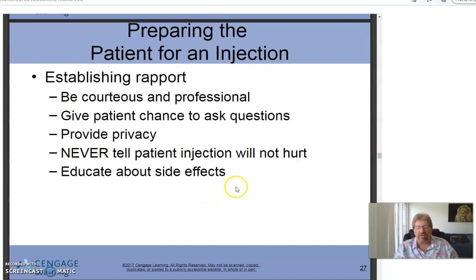Educate about side effects. Now, I always say this, guys. Modern hypodermic syringes are very thin and very sharp and they're only used one time and they really don't hurt much. An IV hurts more, but just an injection, you barely feel the thing.